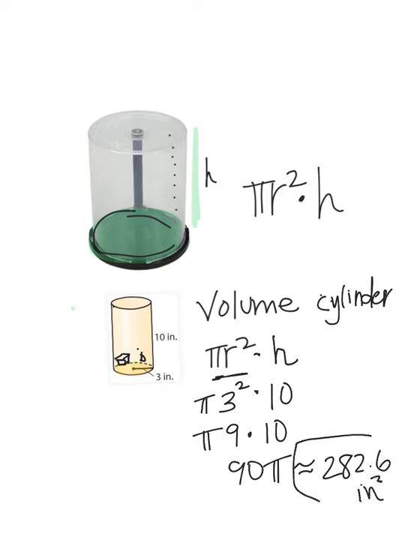Now again, on your assignment today, I probably won't make you label it because it's easier to not make you label, but just keep in mind that when we're finding volume, we're filling the inside. So we're filling it with 3D shapes instead of just putting 2D shapes on the outside. So that is how you find volume of a cylinder.